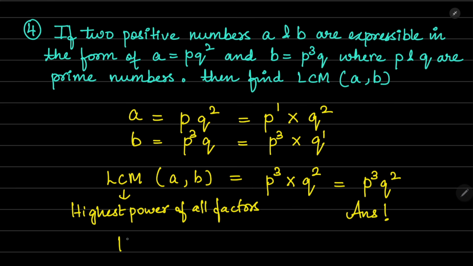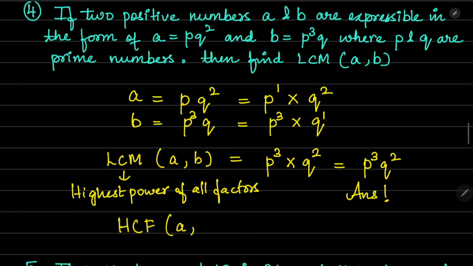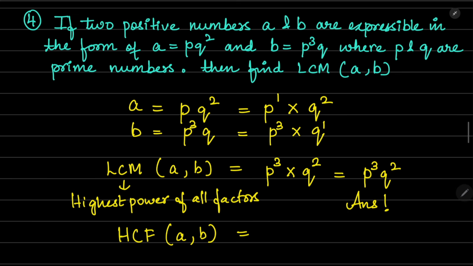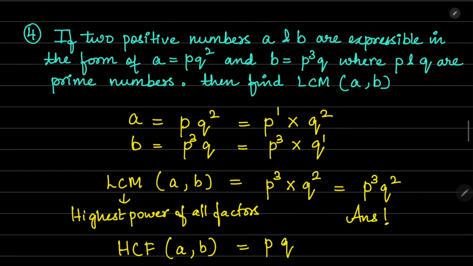In case you are asked to find the HCF of a and b, it's not asked here, but if you are, you have to take the lowest power. So the lowest power for p is p to the power 1, and for q it is q to the power 1. This is not asked, but in case you are asked to find HCF also, you should be able to do it.